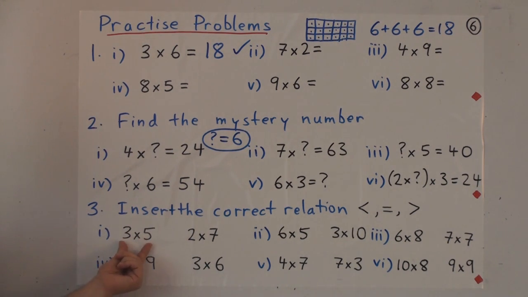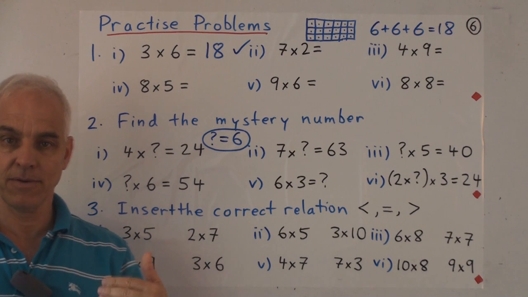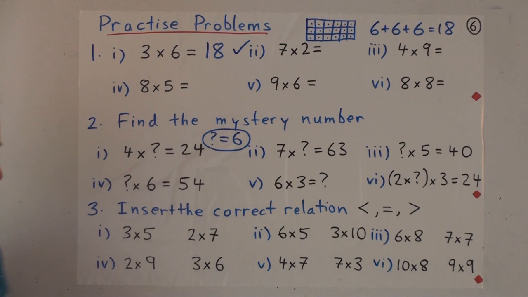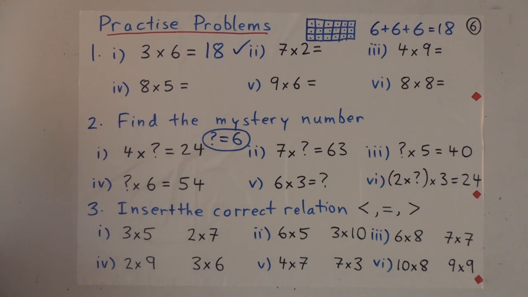We have 2 numbers, 3 times 5 and 2 times 7. We want to know what's the relation. Which one is bigger? Which one is smaller? Or perhaps they're equal. So we have to calculate what is 3 times 5. Well, that's a 5 by 5 table one, so hopefully we've already learned that. 3 times 5 is 15.